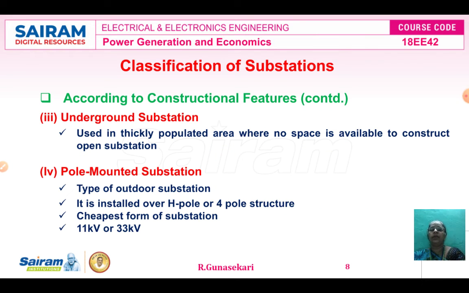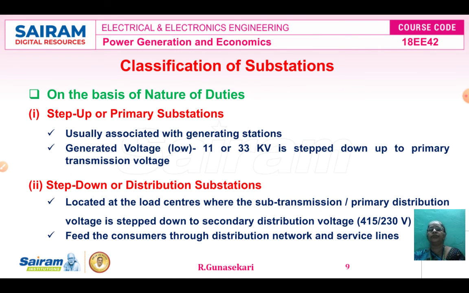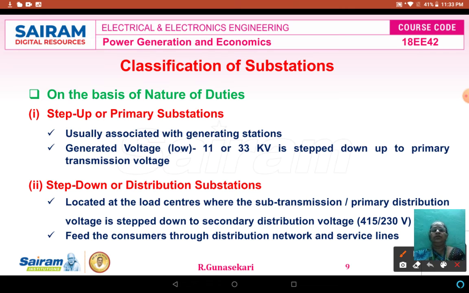Now on the basis of nature of duties, I already told, step up or step down. Okay, before you just studied the classification, now the detail is studied. Step up means the generator voltage 11 kV or 33 kV is stepped up to primary transmission voltage. That is the step up or primary substation. Usually these types of substations are associated with the generating station or power station.